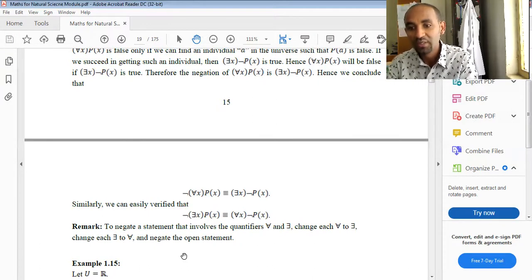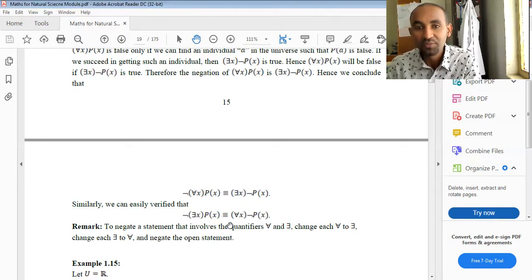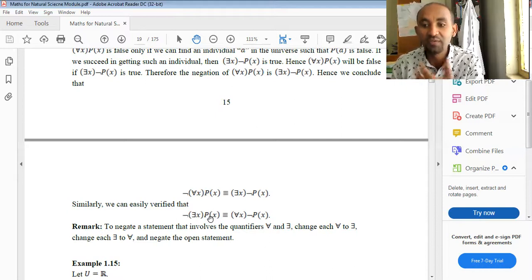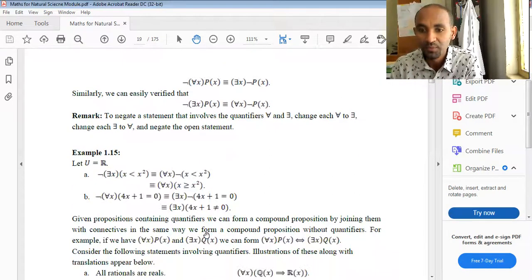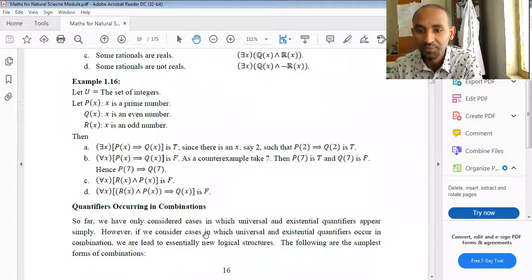And in the same way, the negation of there exists x, p of x is equivalent to for all x, negation of p of x. That means the negation of some x satisfies the property means every x satisfies the negation of p. If there is no x that satisfies the property P, that means every element satisfies the negation of the property. Okay, so here are some of the examples.